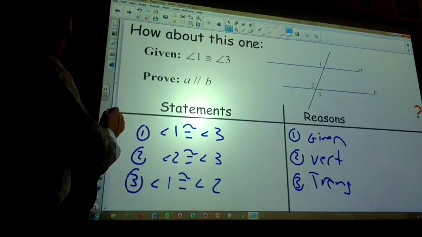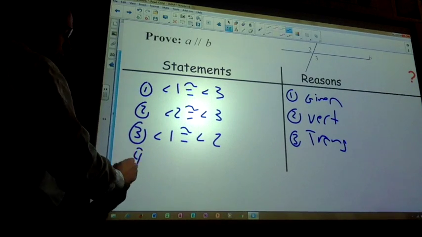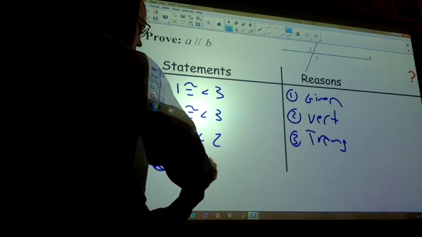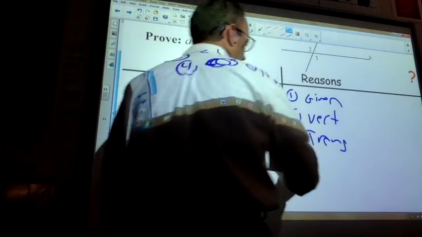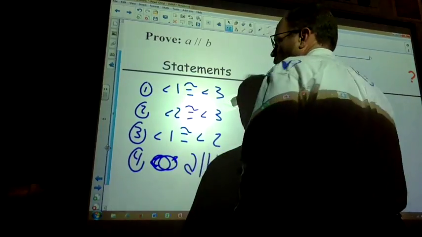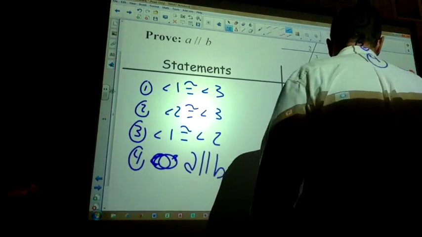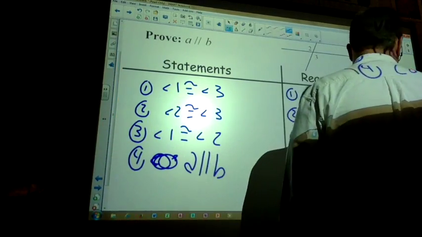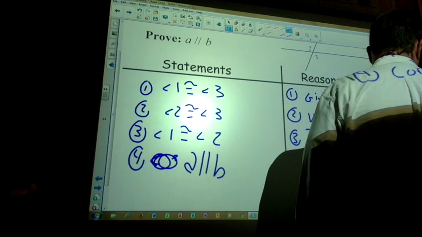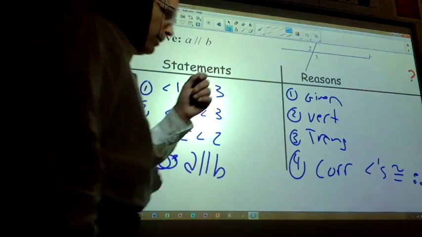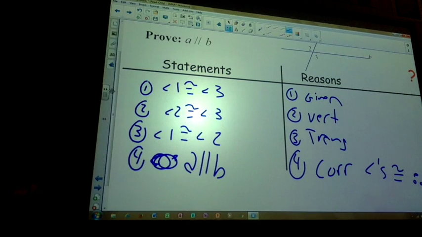So then we can easily state that line A is parallel to line B because we can state that, oh, I forgot what angles we had. Corresponding angles congruent. Therefore, parallel. Therefore.